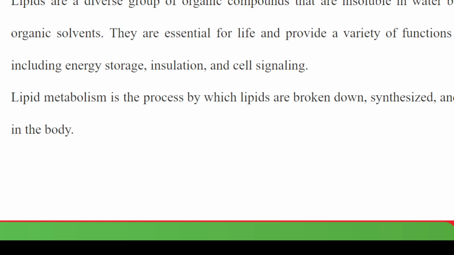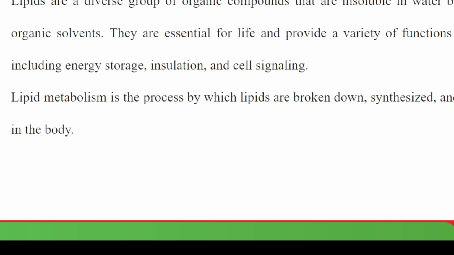One is that lipids are a diverse group of organic compounds. Organic compounds simply means those that have carbon in them. There's the hydrogen, but majorly carbon. What makes it organic is the carbon that is contained in their structures. So a lipid is a diverse group of organic compounds that are insoluble in water, but they are soluble in organic solvents. Organic solvents like ethanol are some of the examples.